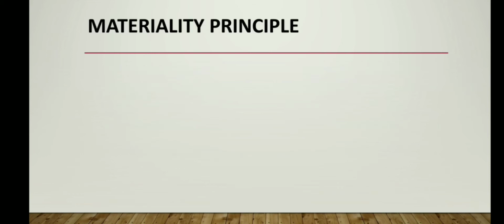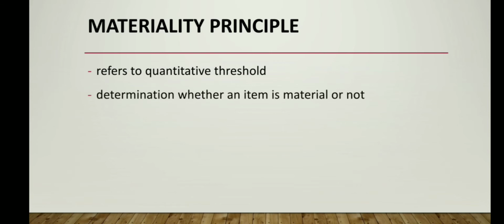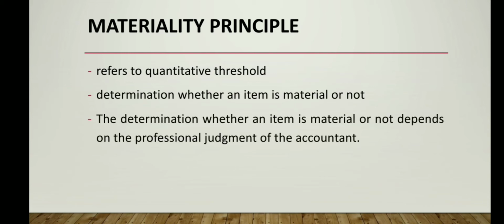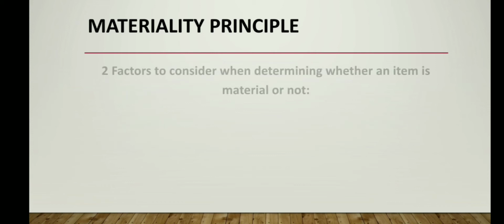Now for the third principle, we have materiality principle. So this actually refers to the quantitative threshold. So it deals with the determination whether an item is material or not. So actually, there is no strict, or let's say there's no uniform rule when determining materiality. It generally depends on the professional judgment of the accountant. However, when deciding whether the item is material or not, the accountant has to consider these 2 factors.